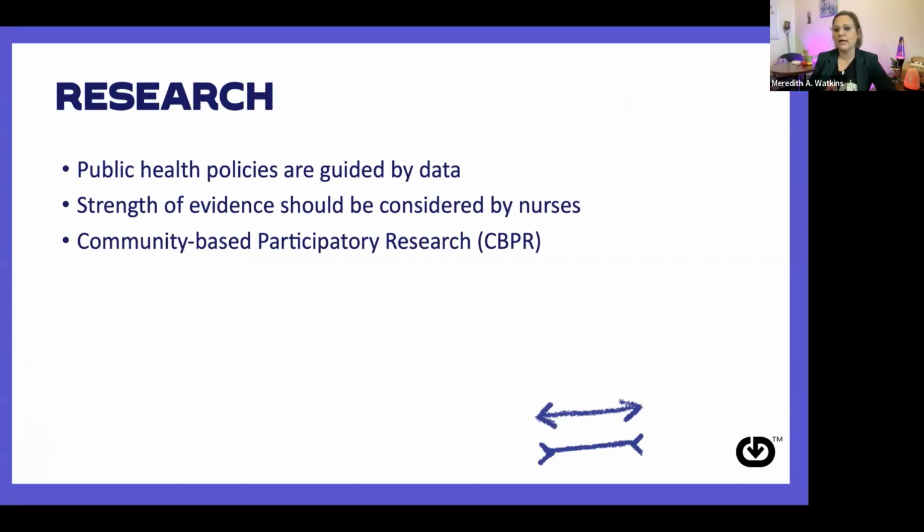The next essential component of community and public health is research. Public health policies are guided by data. This goes all the way back to Florence Nightingale. Thank you to her. And the strength of evidence, the strength of the research, should be considered by nursing. Now, research in the public and community health world is not just about universities or hospitals doing research. It's really about community-based participatory research, because it takes a number of stakeholders, maybe fire departments, religious organizations, schools, police departments, universities, to all come together to agree on different research efforts and data collection for their neighborhood. And those are called community-based participatory research projects.